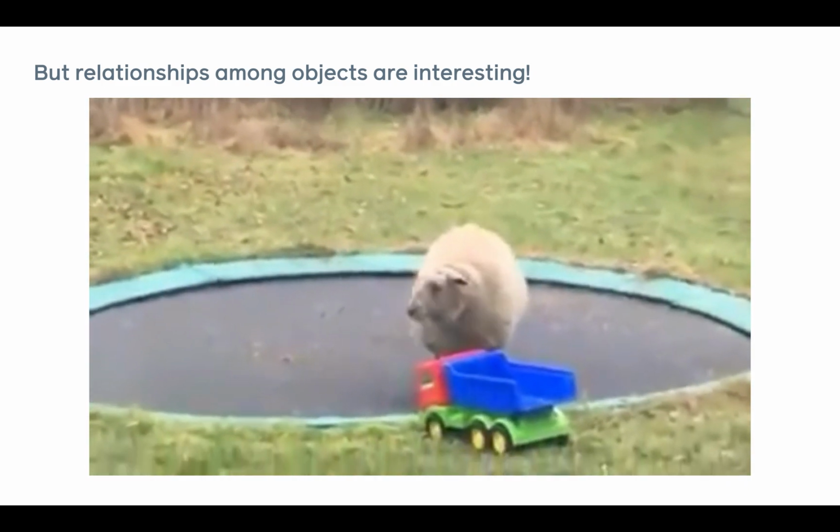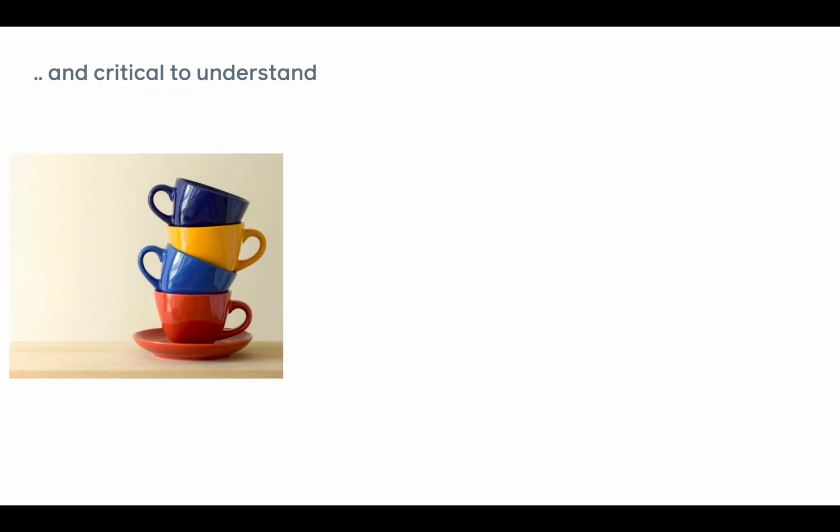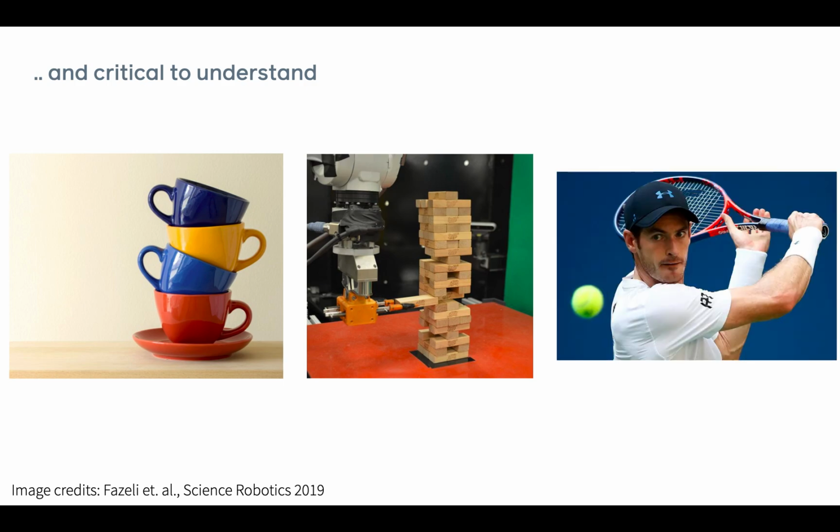It's very interesting to be able to understand this sort of relationship. And not just from an interesting perspective, these relationships are actually fundamental and critical to understand for many tasks. For example, if a robot has to pick up the plate here, it needs to understand the spatial relationship between the plate and the other cups on top. Or, for example, this Jenga playing robot from MIT has to understand the physical relationships between all these objects, or the relationship between the tennis racket and the ball in this scene.